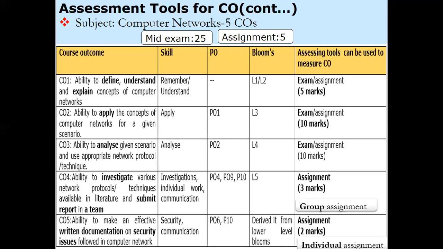Right, sir. Now, with respect to CO4, we can use only an assignment as the assessment tool, since this CO is focused on group activities. Group activities in the sense of a mini project. For example, if you are handling a subject like computer networks, in that subject you can give some sort of group projects, in the sense of a group of 3 to 4 students.